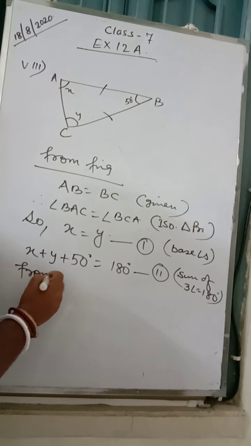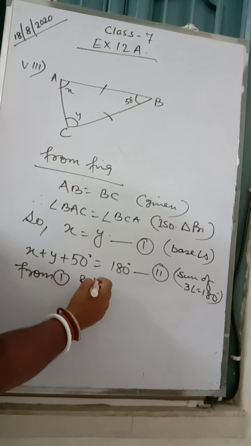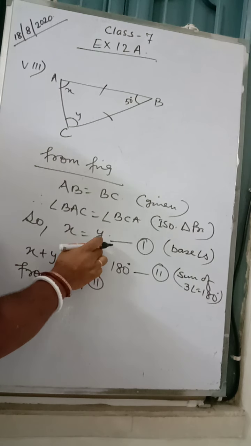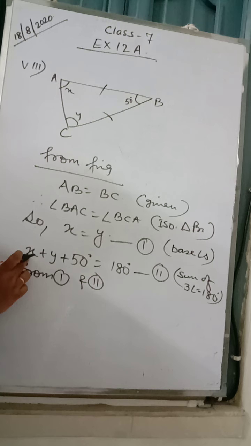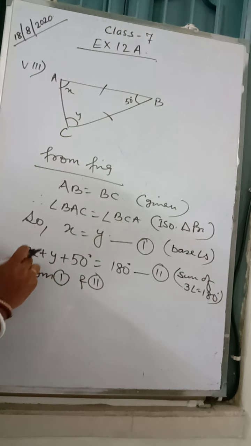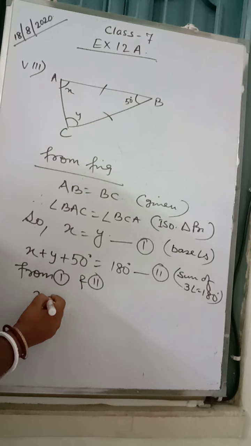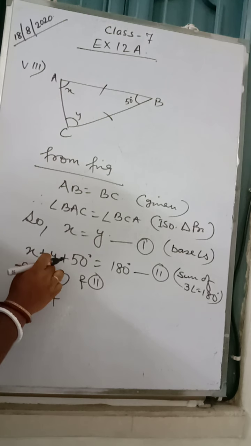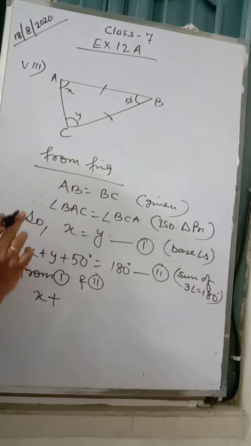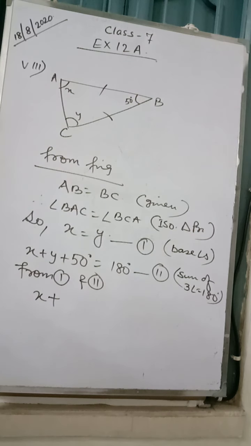Now if you combine 1 and 2, in the first situation we have got X and Y, the value is equal. And the second situation we are getting X plus Y plus 50 degree is 180 degree. So from 1 and 2, X I am writing as it is. For this Y, may I write this X? Because the value is same, is it? If any problem, then you can ask me in comment box.